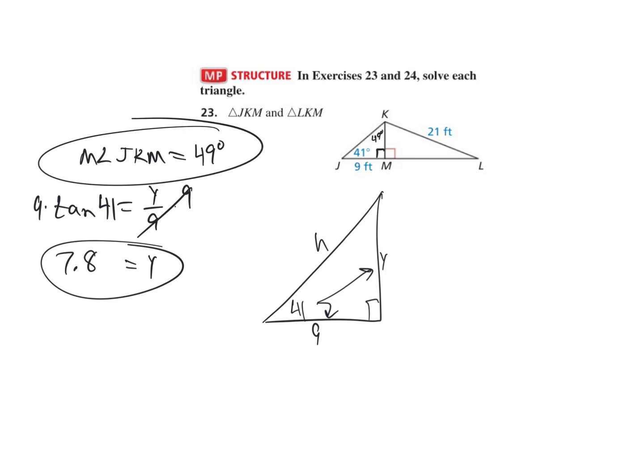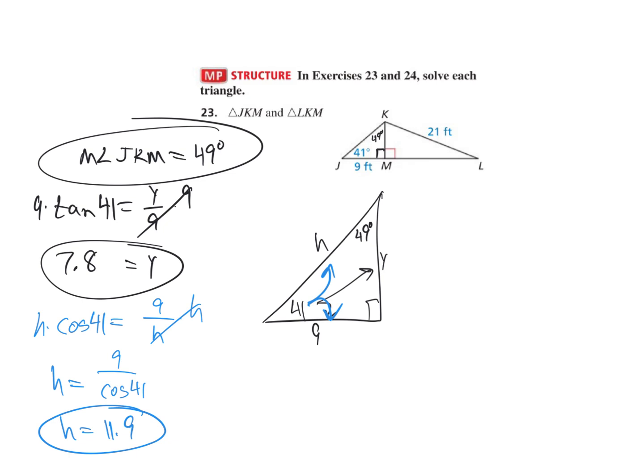Second part, sorry. So this is 49 degrees here. Now to get h, we're going to use, again, the adjacent side and hypotenuse. So adjacent over hypotenuse would be cosine of 41 equals 9 over h. But h is in your denominator, so you have to multiply it out first, and then divide by the cosine of 41. So 9 divided by the cosine of 41 is 11.9. So that's the third part of that triangle.